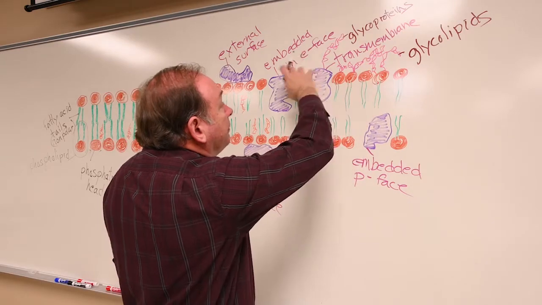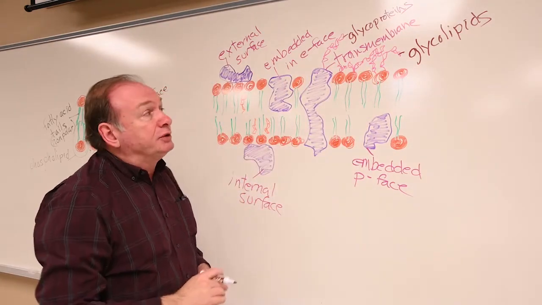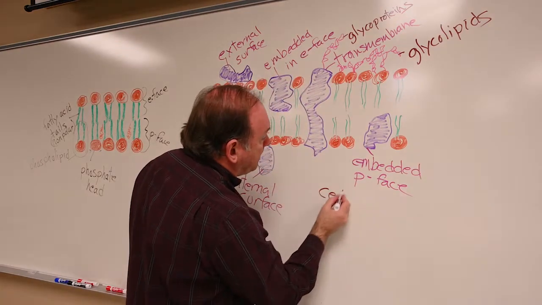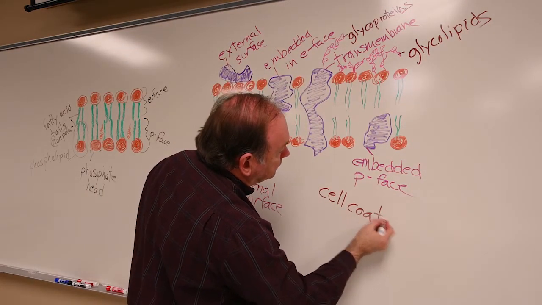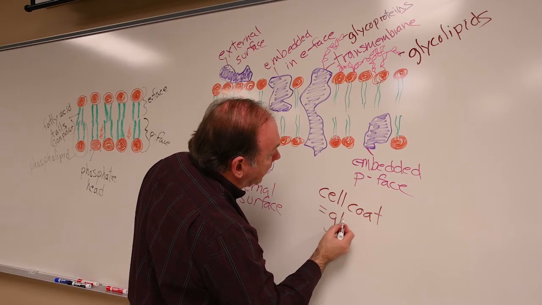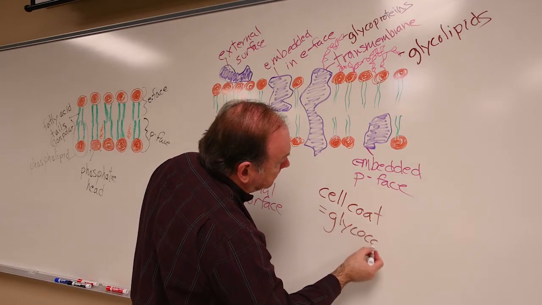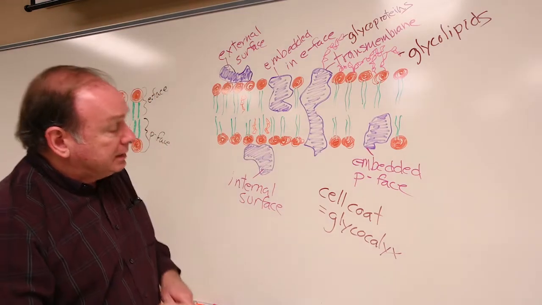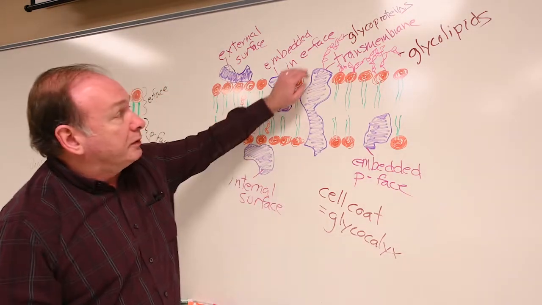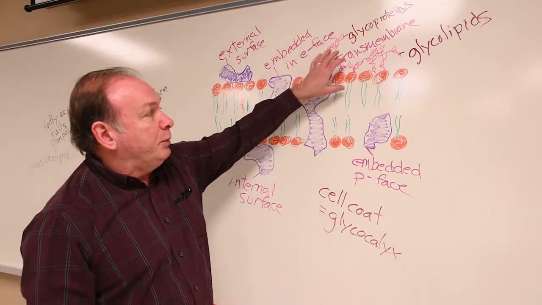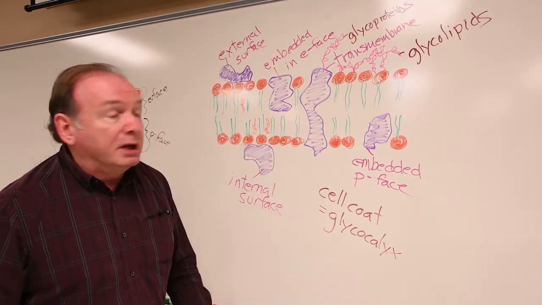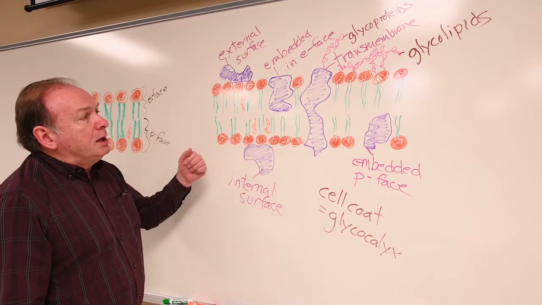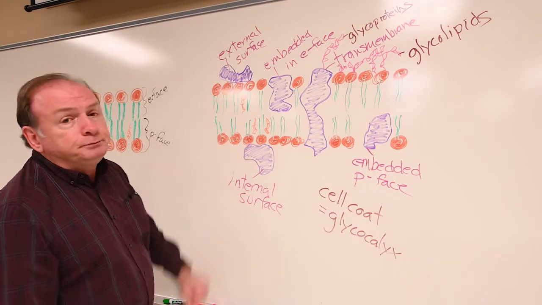Now they're found chiefly on the external surface of the cell where they form what we call a cell coat, which is the same thing as glycocalyx. Cell coat or glycocalyx. That arrangement of carbohydrates attached to lipids and proteins along the outside surface of the cell. So those are the things, the primary components of a cell membrane.